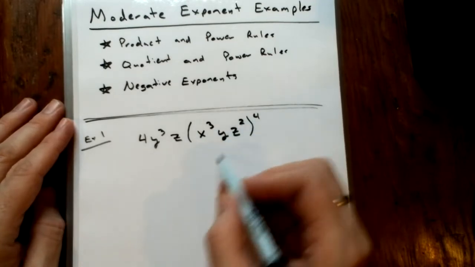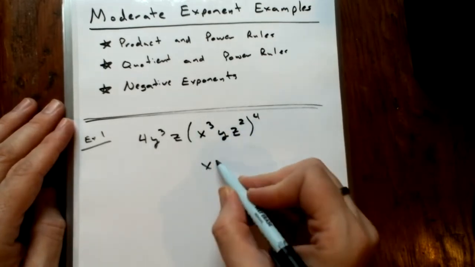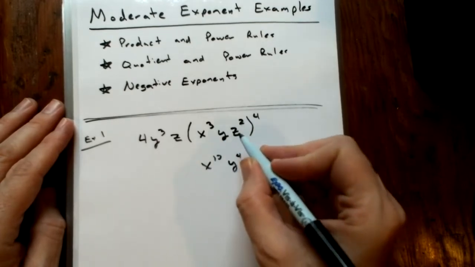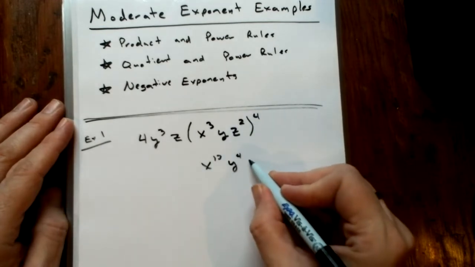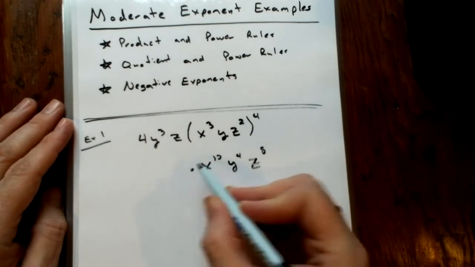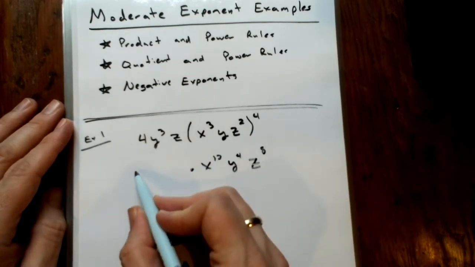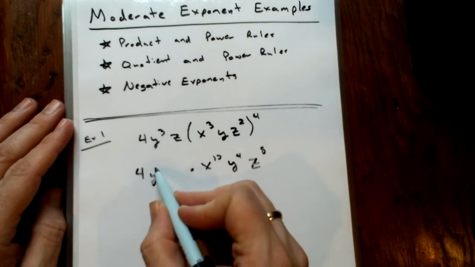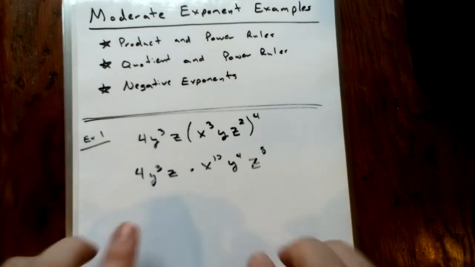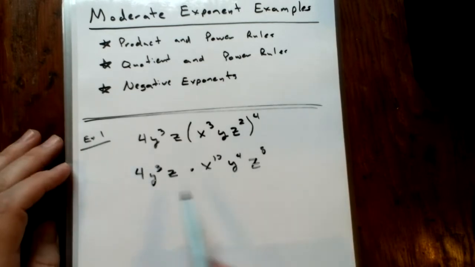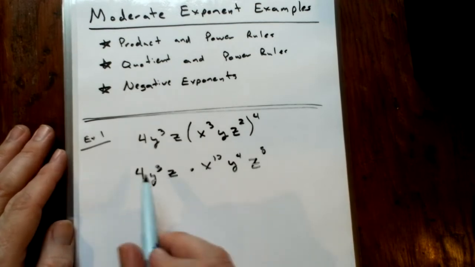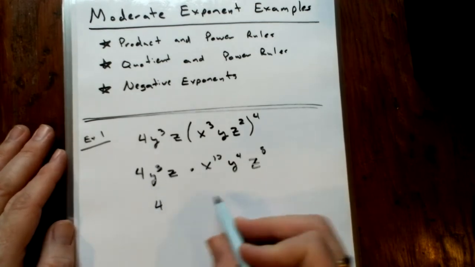So x cubed to the fourth, that will be x to the 3 times 4, which is 12. Y to the fourth would be y to the fourth. Z squared to the fourth would be z to the eighth. And now I get my 4y cubed z. Now at this point, we're just down to our product rule. So I don't have any other coefficients to multiply, so I'll just leave that 4 there.